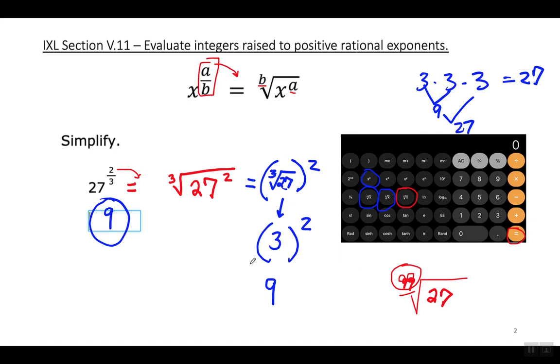Okay, and then let me show you one last button, which is this one right here. This button right here allows you to put whatever exponent you want. It allows you to put whatever exponent you want.